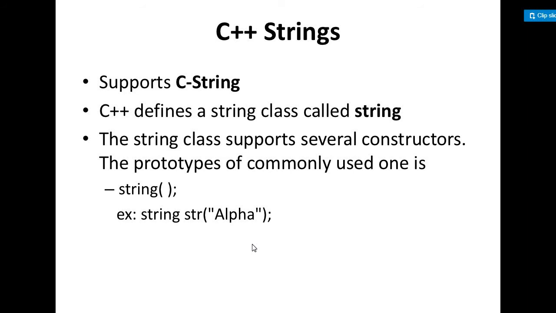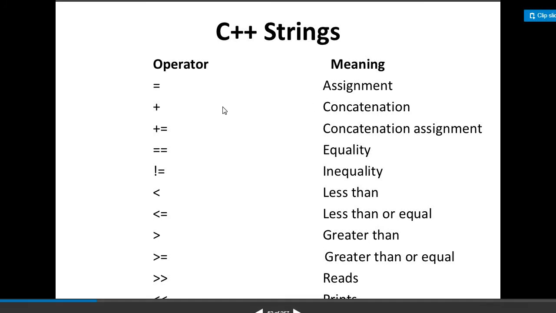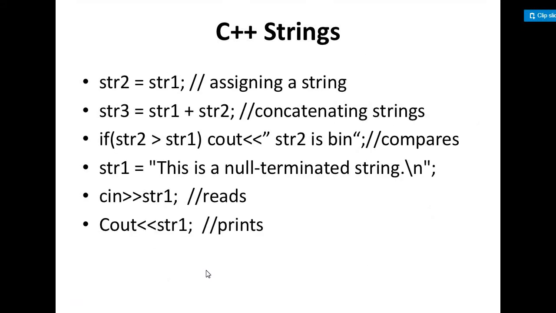So this is C++ strings. C supports C strings. C++ defines a string class known as the string class. The string class supports several constructors. The prototypes of commonly used ones are these. So these are C++ string operators: assignment, concatenation, equality, inequality, less than, greater than, less than or equal, greater than or equal, read, write. These are some operators on strings.